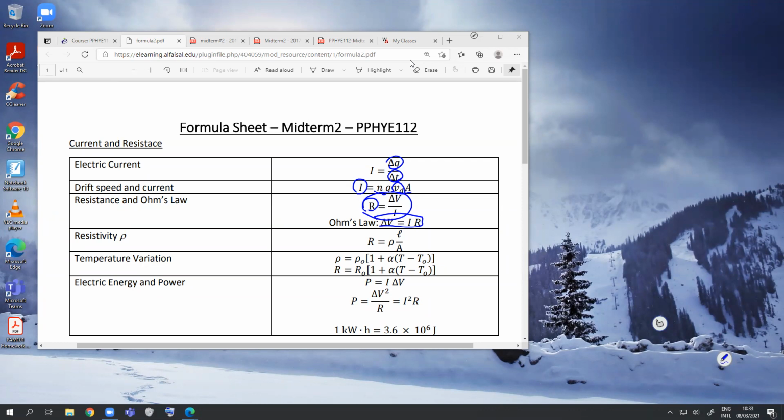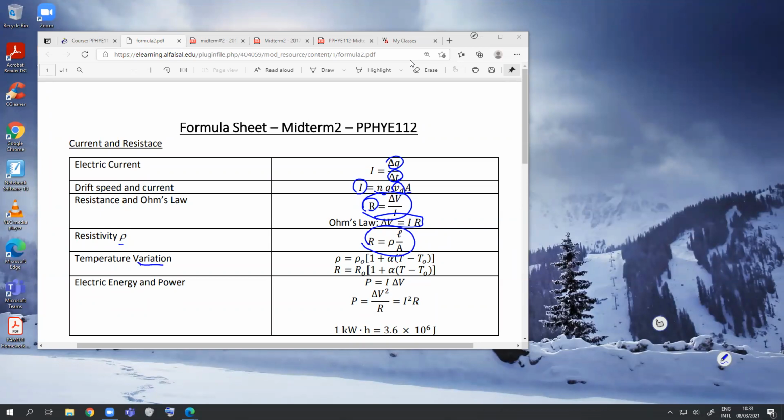Then we introduce resistivity. Resistivity is a property of the material. Resistance, you can take a piece of copper wire, and depending on its length and cross-sectional area, the resistance will change. But the resistivity is a constant for a given material. So this is the connection between the resistance and the resistivity.